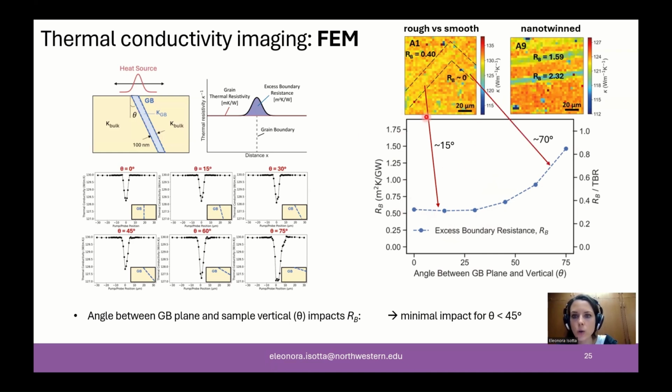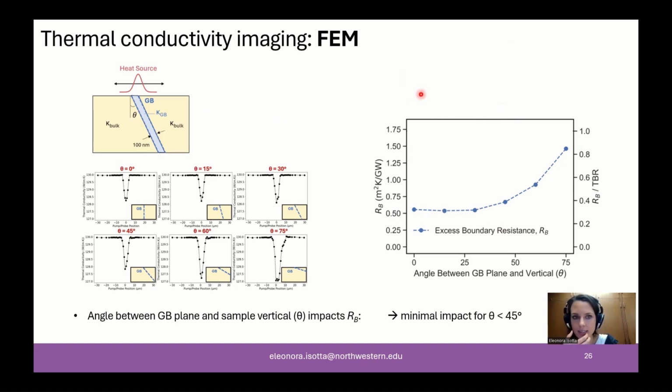In fact, for the rough one, we saw an angle of 15 degrees, whereas for the smooth boundary, we saw an angle of 70 degrees. So based on the theta angle alone, we would expect the boundary with 70-degree angle showing a higher resistance. So the fact that this boundary still shows a lower resistance means that the roughness effect is what is dominating the contrast in this case.